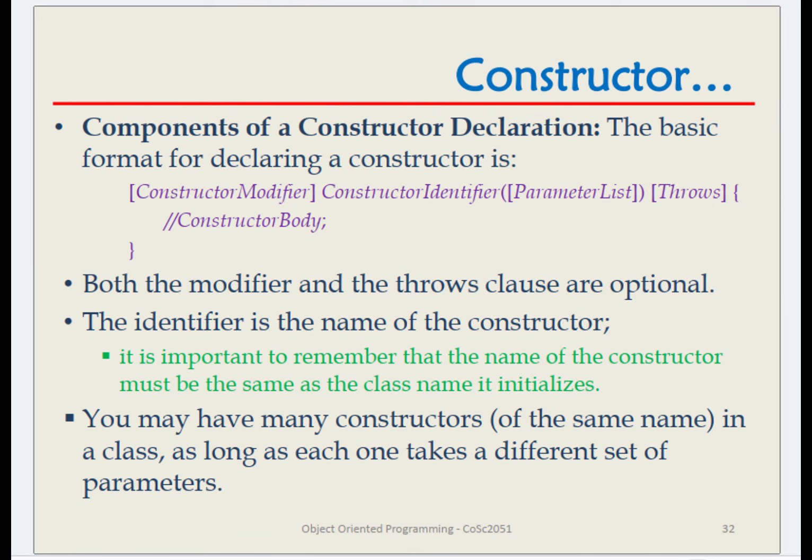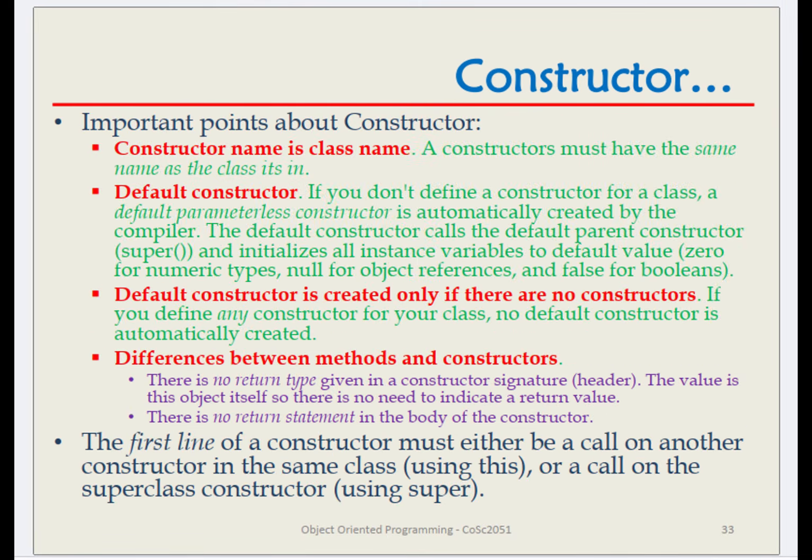SC 2051-32. Constructor. Important points about constructors. Constructor name is class name. A constructor must have the same name as the class it's in. Default constructor. If you don't define a constructor for a class, a default parameterless constructor is automatically created by the compiler. The default constructor calls the default parent constructor, super, and initializes all instance variables to default values: 0 for numeric types, null for object references, and false for booleans.